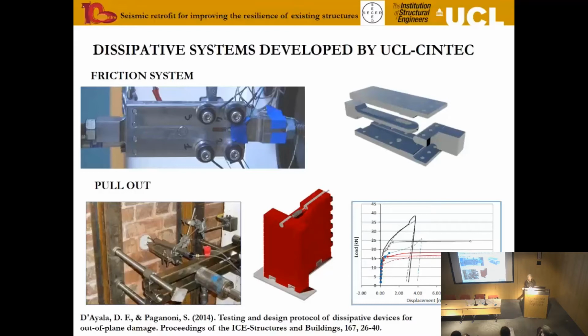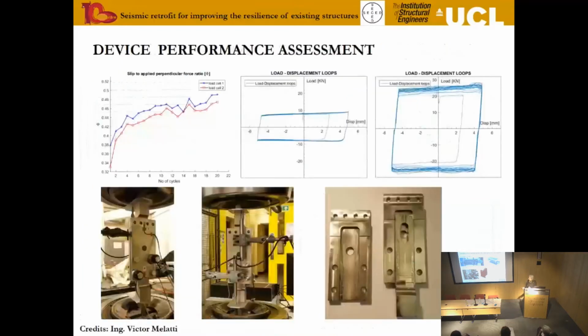We know how much torque we are giving, and we know how much pressure we are posing. So these are typical output tests. One of the things that we are investigating is how the friction coefficient changes with the number of cycles and with the frequency of cycles.